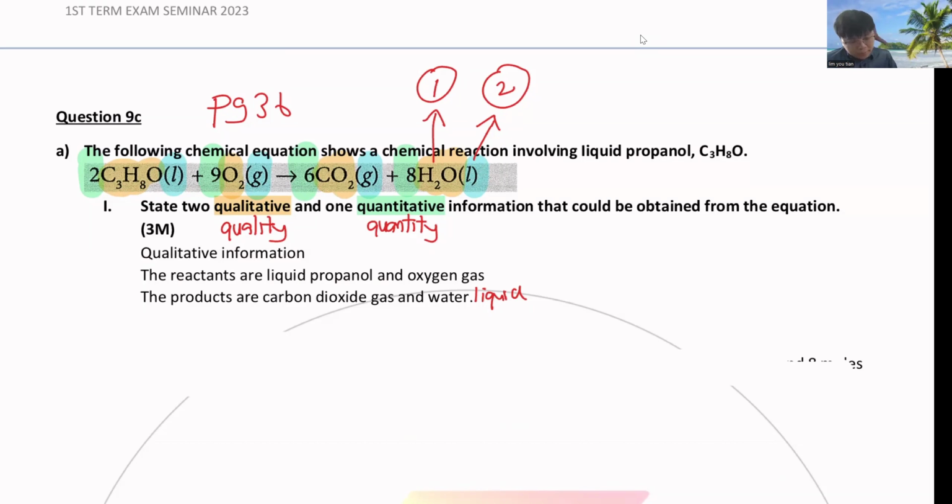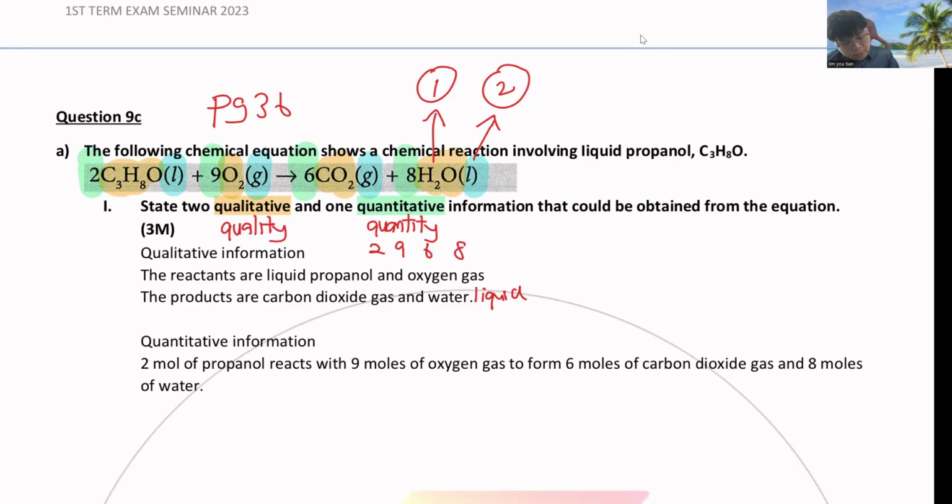Then after that, the quantity. The quantity that you know is you see 2, 9, 6, 8. You need to write them out. So how do you write? This is what you write. 2 stands for 2 mole, 9 stands for 9 mole, 6 stands for 6 mole, and 8 stands for 8 moles. But same, you have to relate it to the substance.